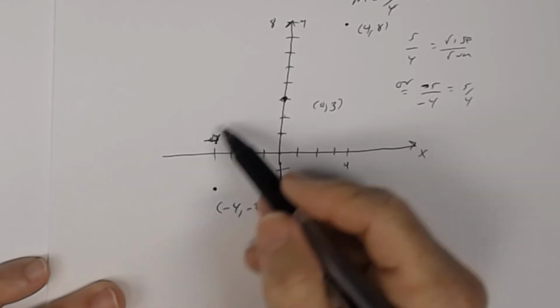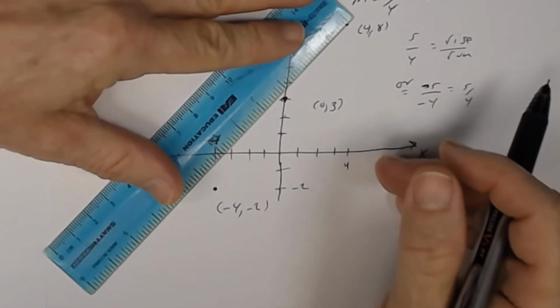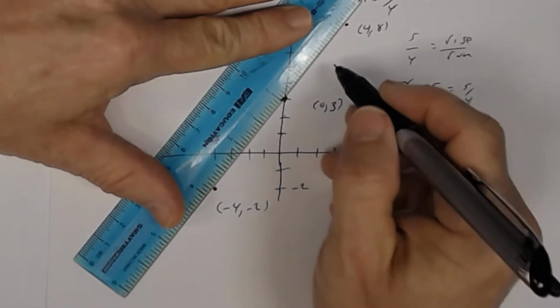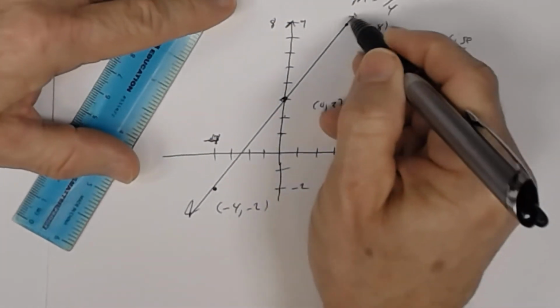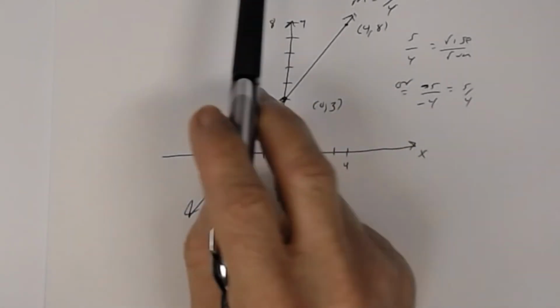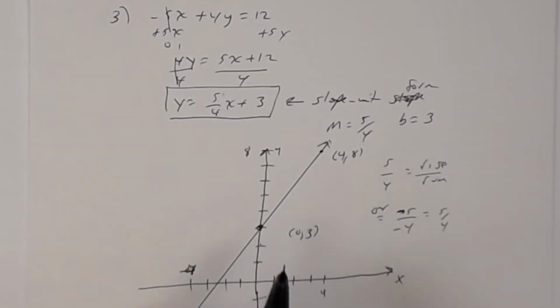And notice, I didn't scale it very well, so that would be something I would erase to make it look better. But here we go. There's the line for this equation up here, negative 5x plus 4y equals 12.